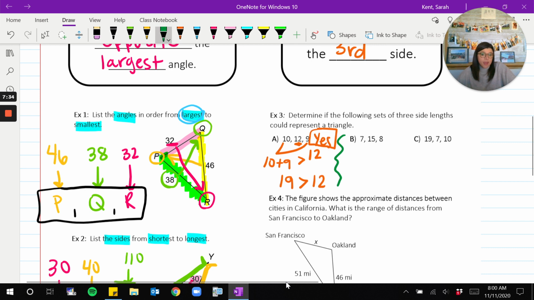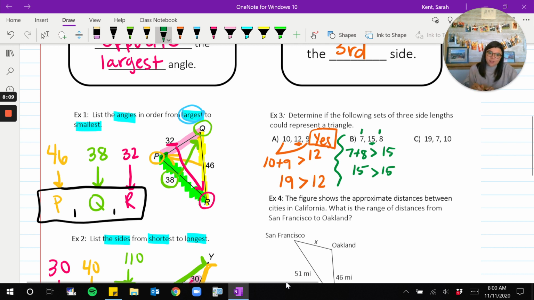So if we look at B, our biggest side, we've got 7, 15, and 8. So our biggest side is 15. And I want to see, is that greater than my other 2, 7 plus 8? So if I add 7 plus 8, what is 7 plus 8? It'll get us 15. So is 15 greater than 15?